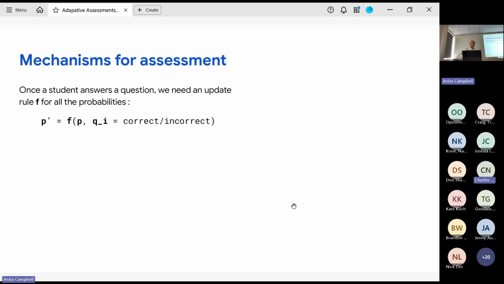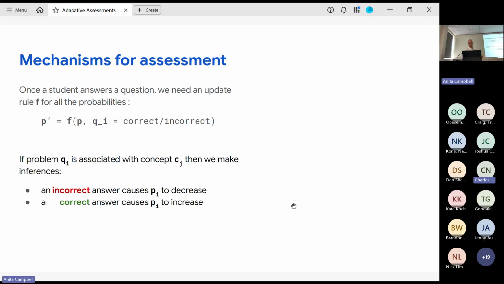So once the student answers a question, we need to have some way of updating these probabilities. And this makes the whole process into a dynamical system. I have a vector of all these probabilities. The student answers a question correctly or incorrectly. I update that vector of probabilities by some rule, and then I proceed to ask the student more and more questions.